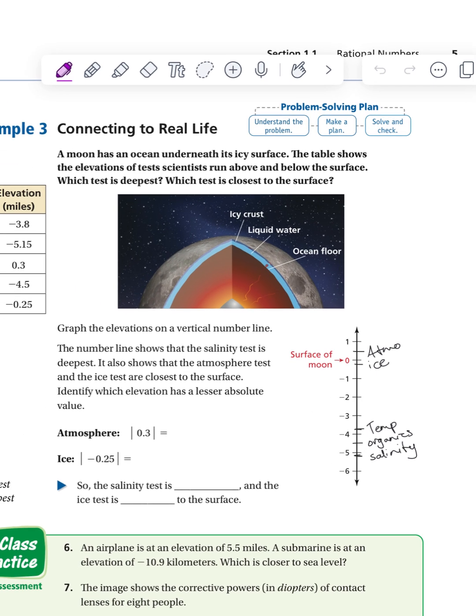All right, so let's go back to our question. What was it asking? Which test is the deepest, which is going to be the most negative in this case. So salinity is the deepest. And then which test is closest to the surface? Well, the atmosphere and ice are both close to the surface.